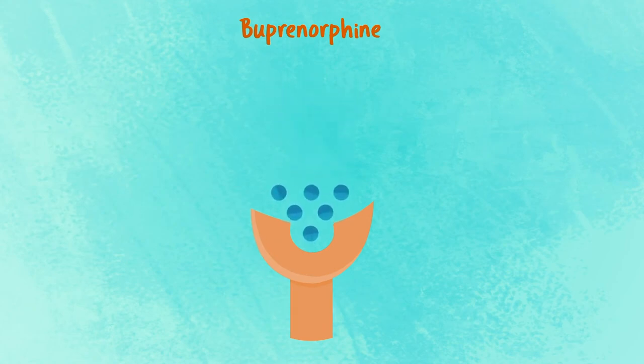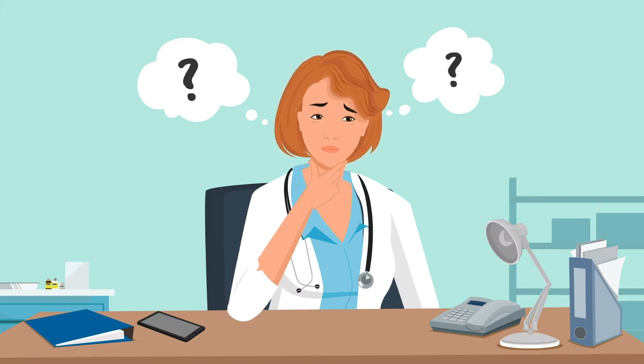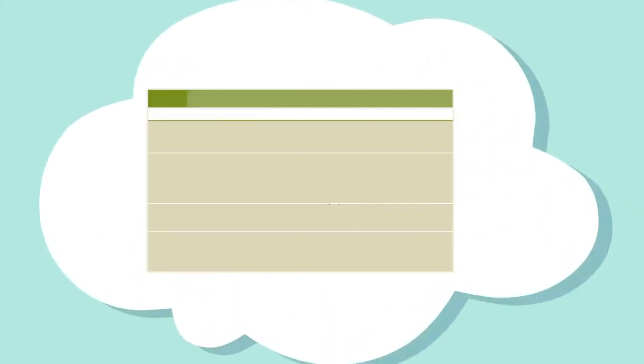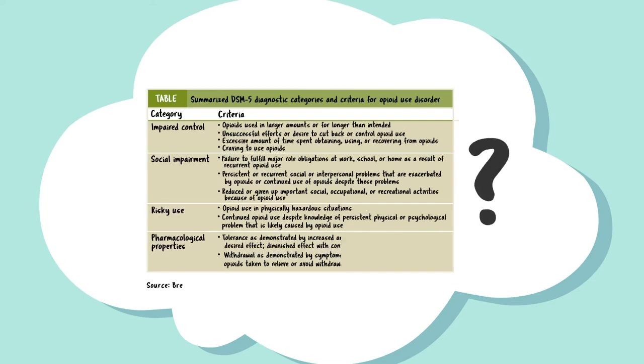What happens when a person has a history of moderate to severe opioid use disorder, but is not currently using or physically dependent on opioids?